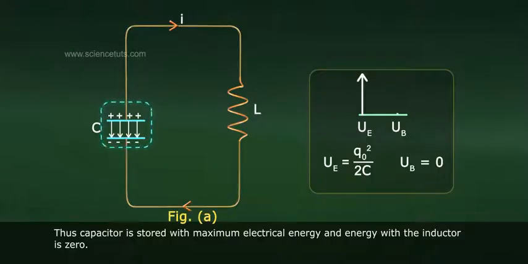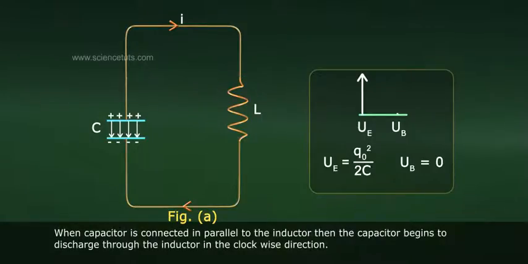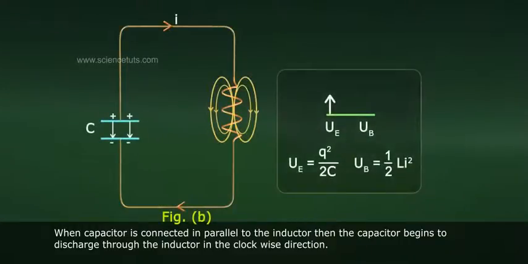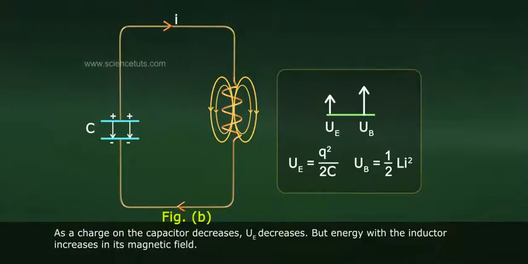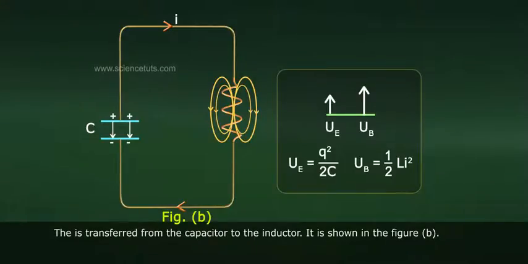Thus the capacitor stores maximum electrical energy and the energy with the inductor is 0. When the capacitor is connected in parallel to the inductor, the capacitor begins to discharge through the inductor in the clockwise direction. As the charge on the capacitor decreases, U_E decreases, but the energy with the inductor increases in its magnetic field. This is transferred from the capacitor to the inductor. It is shown in figure B.